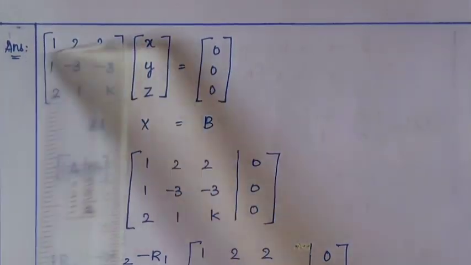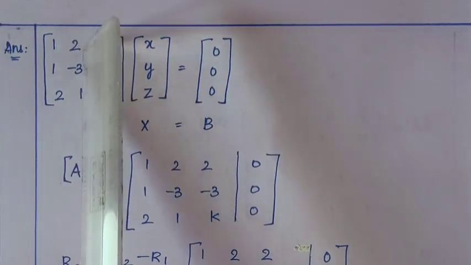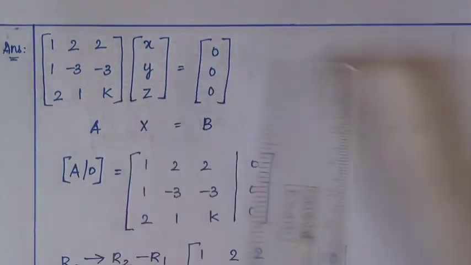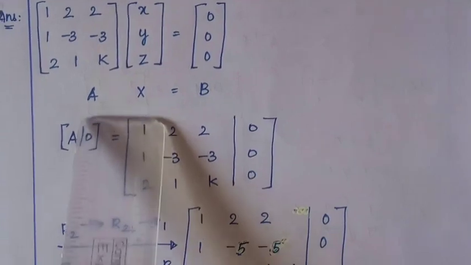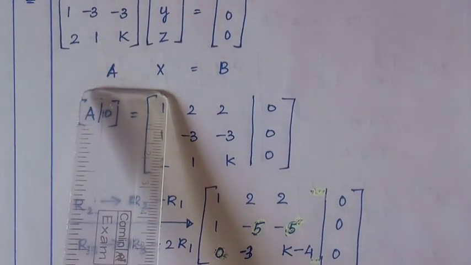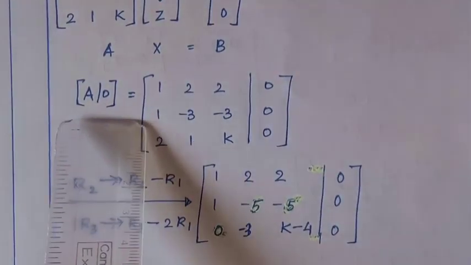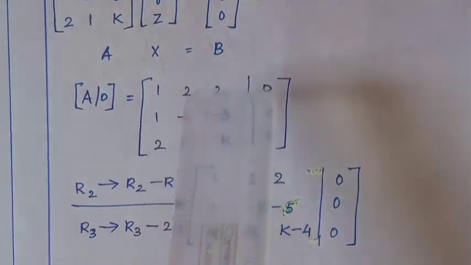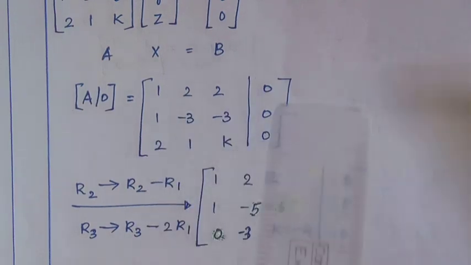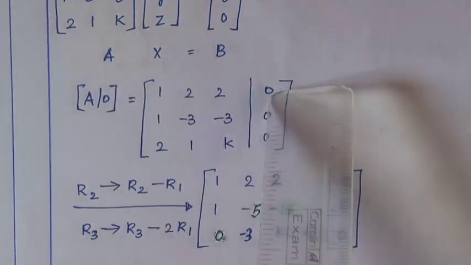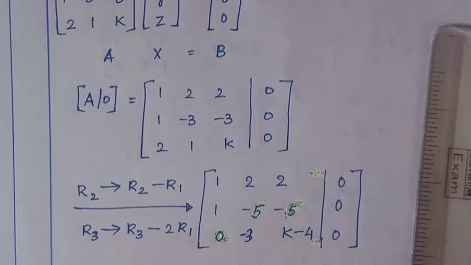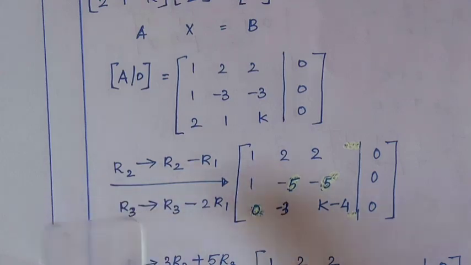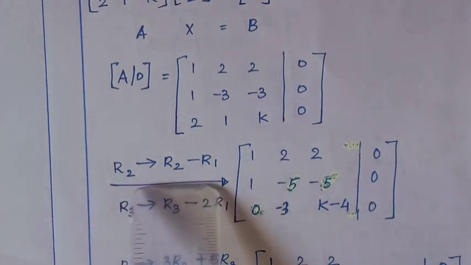So now we have to write x values here, y values here, z values here, and then we have to write variables x, y, z, and then constants 0, 0, 0. According to this formula, AX = B, A by 0 is equal to 1, 2, 2, 1, minus 3, 2, 1, k by 0. By 0 they have asked, so 0, 0, 0. So constant is 0, right? So 0.